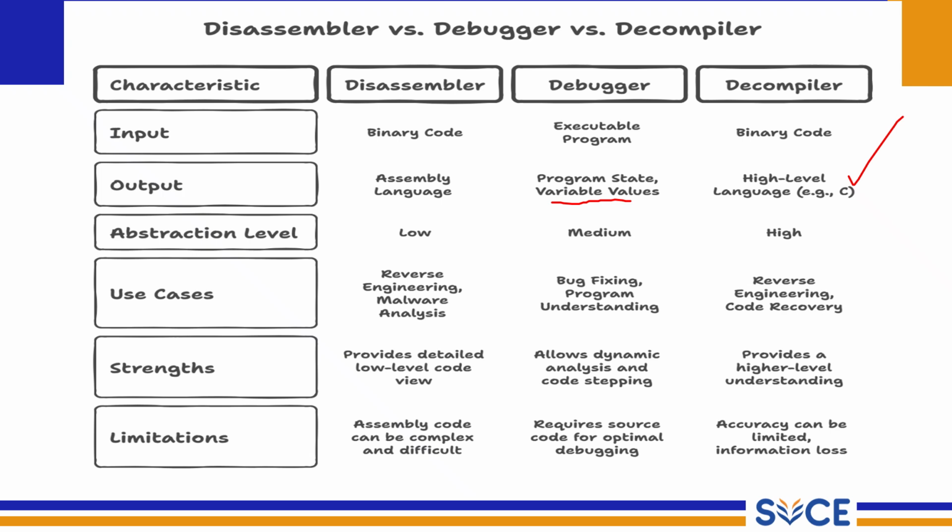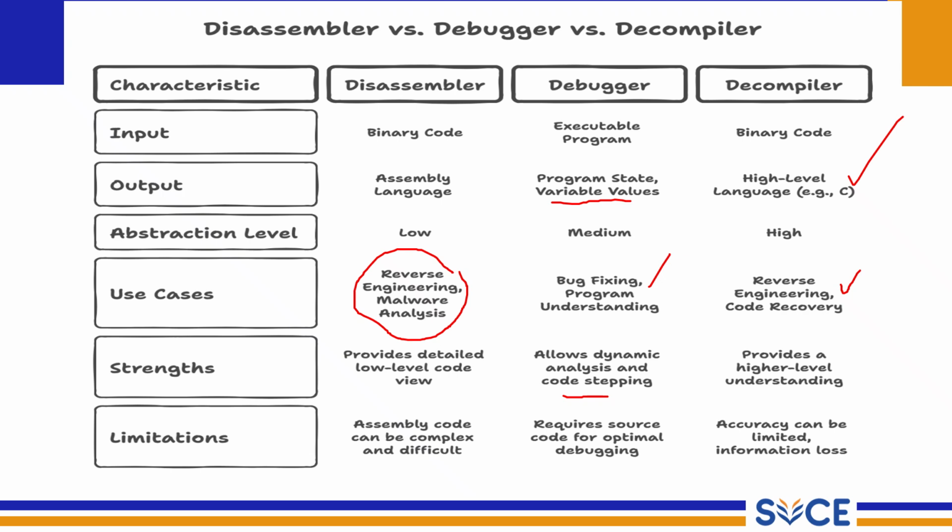Use cases we have discussed already. The disassembler is used in reverse engineering and malware analysis, and the debugger in bug fixing and program understanding. The decompiler is also used in reverse engineering and code recovery. On strengths, the disassembler provides a detailed low level code view, the debugger allows dynamic analysis and code stepping, and the decompiler provides a higher level of understanding.